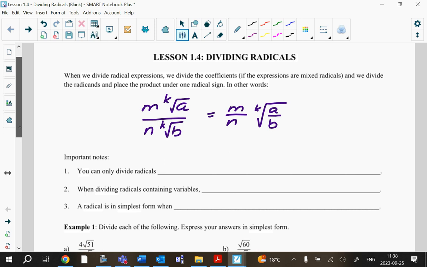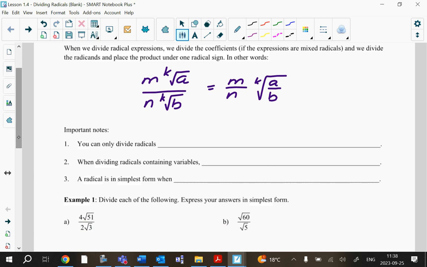Right, but now you can write this. You can only divide radicals with the same index. That means they both have to be square roots, or they both have to be cube roots. You can't mix roots. Okay.